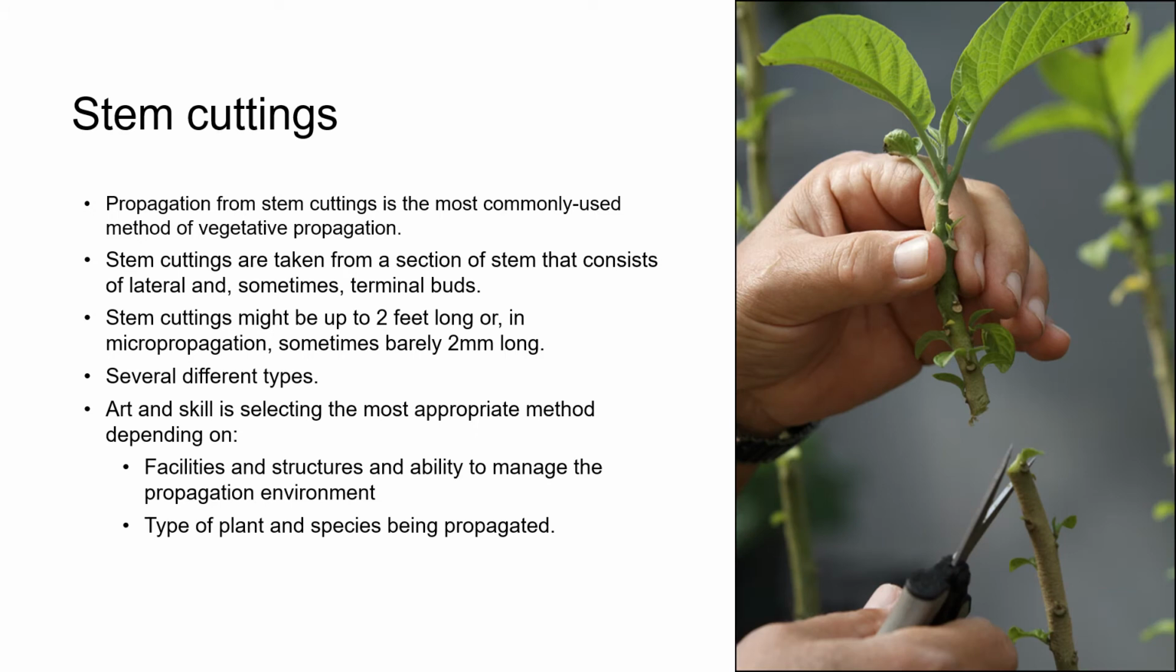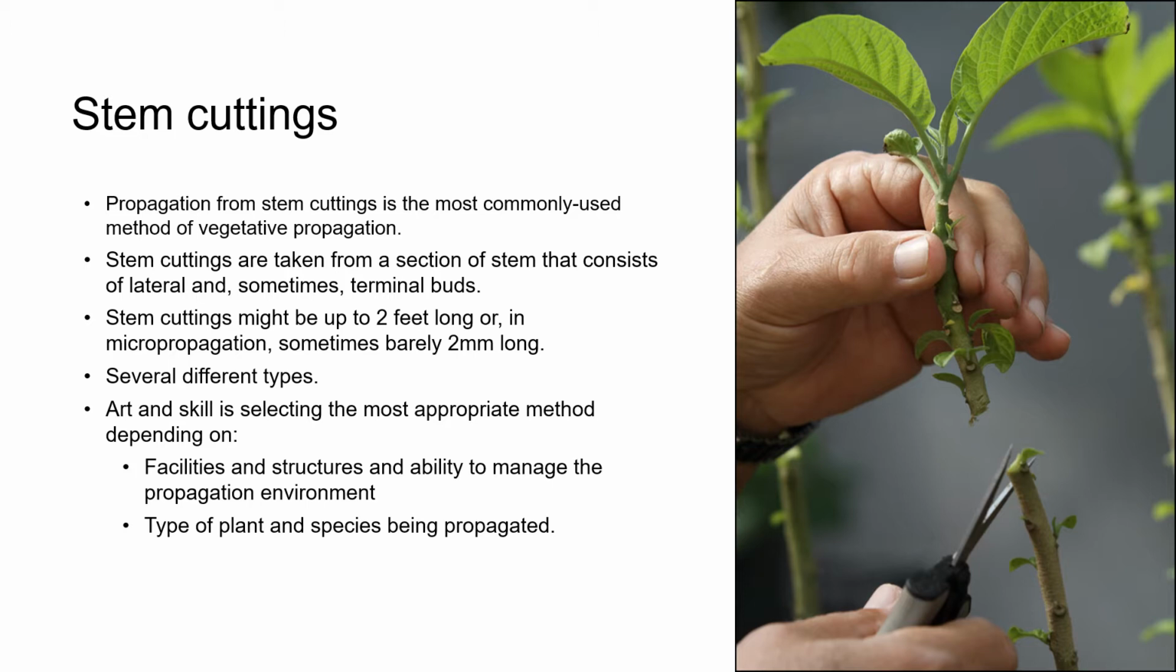Stem cuttings are probably the type of cutting that people are most familiar with. They're taken from a section of stem tissue that consists of lateral and sometimes terminal buds. They might be up to 2 feet long, or in micropropagation, barely 2 millimeters long. And there are several different types of stem cutting.